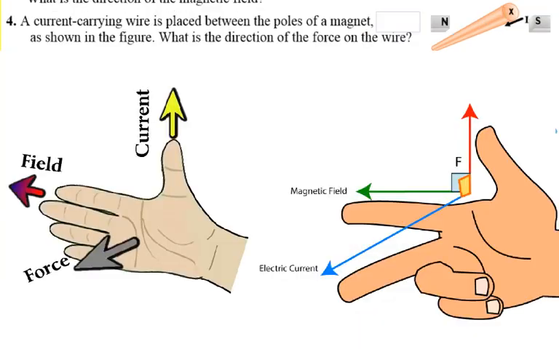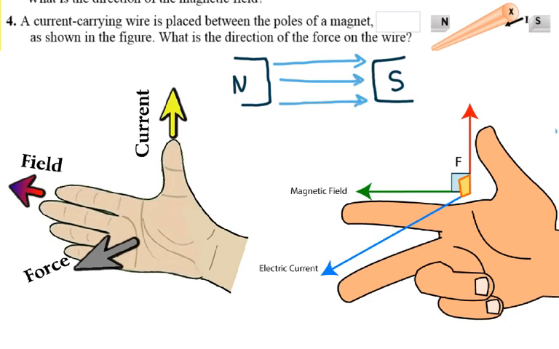For the next question, we have a current carrying wire placed between the poles of a magnet as shown in the figure. What is the direction of the force acting on the wire? So what I have is the south pole and the north pole. The magnetic field lines are going to be going from north to south. So these are the magnetic field lines. The wire is placed like this, and the current is going away from me, so the current is in that direction.